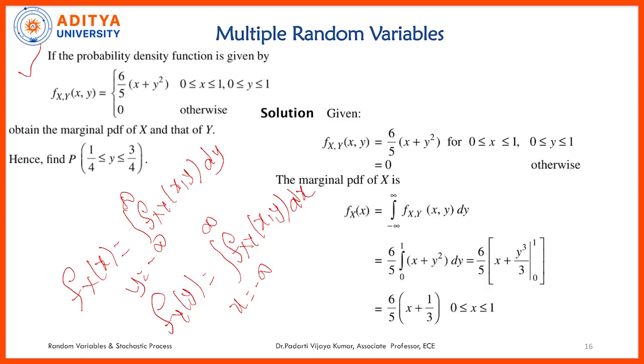So for the given joint density function, to compute the marginal density function of x, I need to do the integration with respect to y. The y limits range from 0 to 1. Doing the integration, we will get this value, and this is the marginal density function of x. While writing that, we need to express the range for x, 0 to 1.